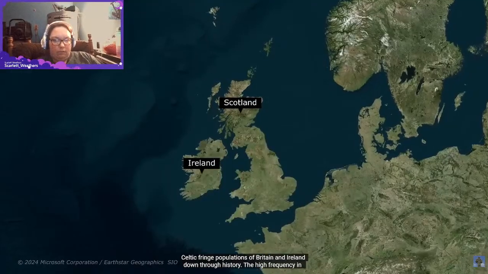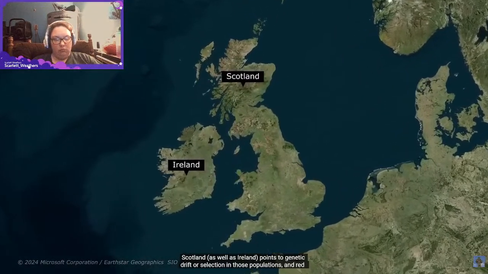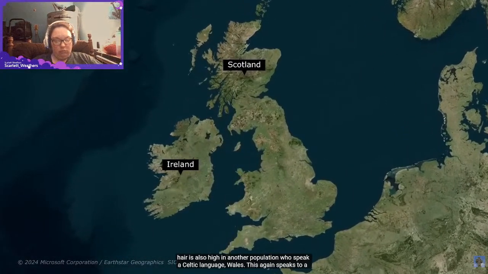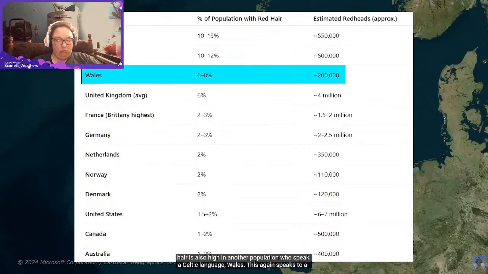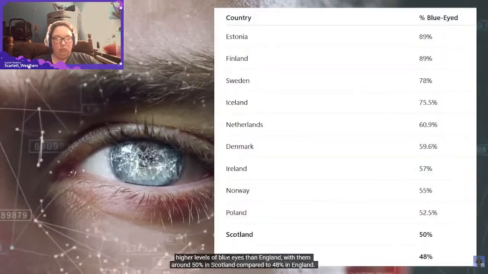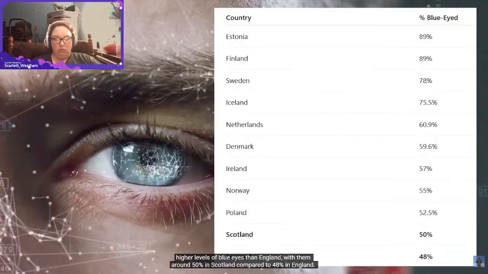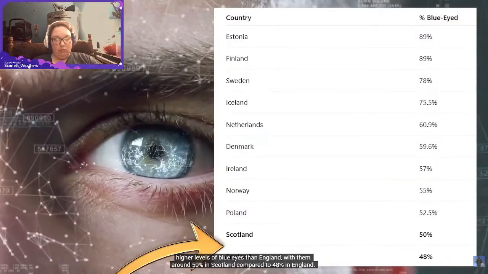The high frequency in Scotland, as well as in Ireland, points to genetic drift or selection in those populations, and red hair is also high in another population who speaks a Celtic language, in Wales, the Welsh. This again speaks to a Celtic link with red hair. And on the subject of physical traits, Scotland also has slightly higher levels of blue eyes than England, with them around 50% in Scotland compared to 48% in England.